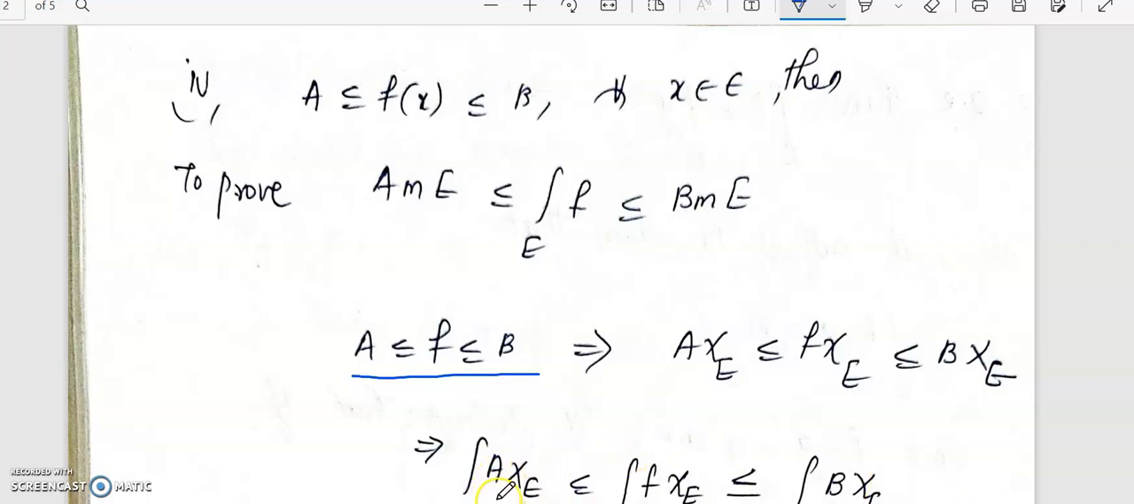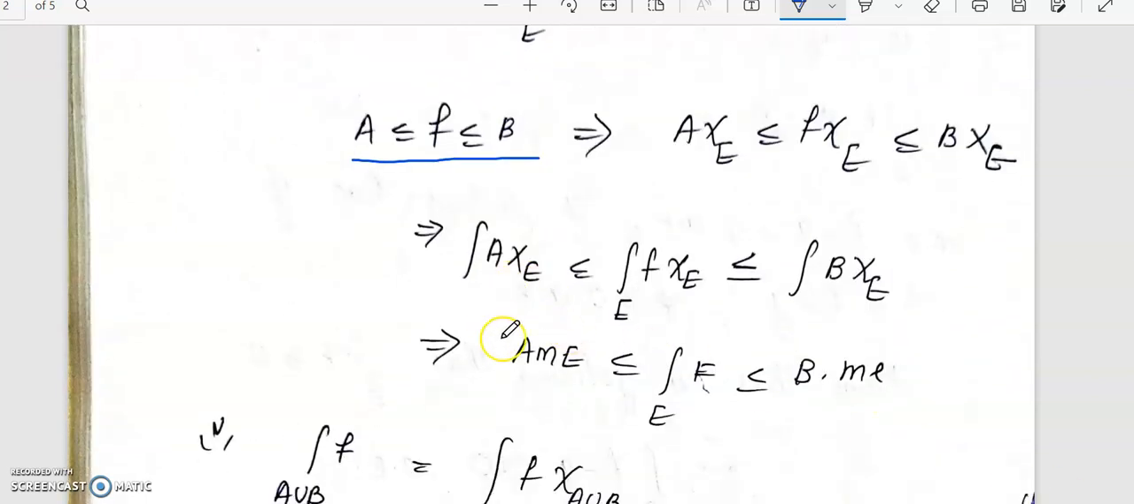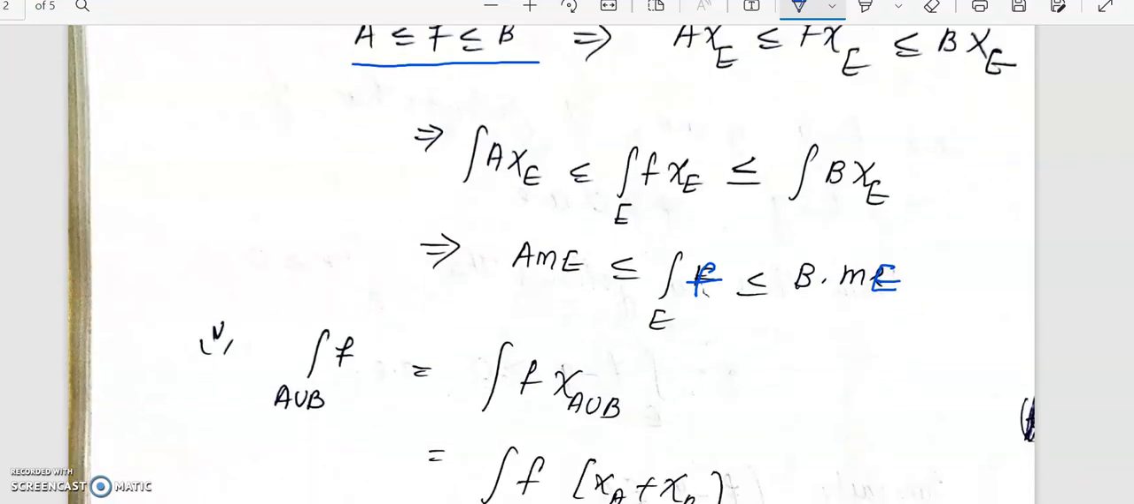So here a and b are constants. So integral chi of E will be equal to measure of E, and here integral over E of f times chi of E will be integral of f. And this will be less than or equal to b times integral chi of E, which is b times measure of E. So we will obtain the required result. So a times measure of E will be less than or equal to integral over E of f less than or equal to b times measure of E. So that proves the fourth result.